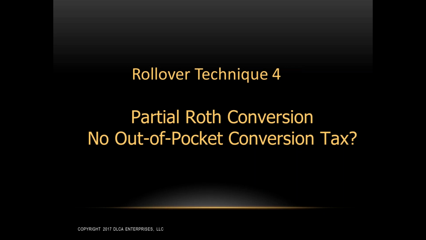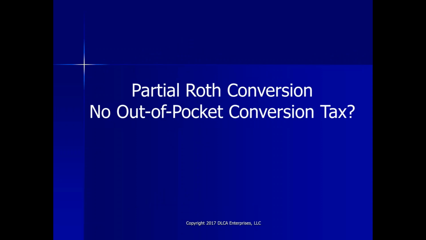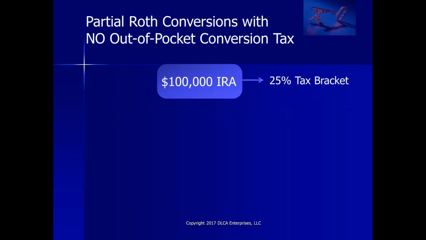Now, the only reason everybody on earth doesn't convert their IRA to a Roth IRA is because they don't want to pay the tax. So if you can eliminate that pain point, if you can eliminate the tax on the conversion, what do you think most people would do? So let's take a look at how we do this. Partial Roth conversion with no out-of-pocket conversion tax.